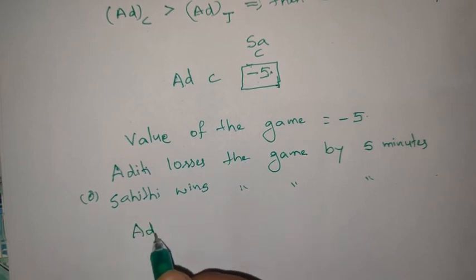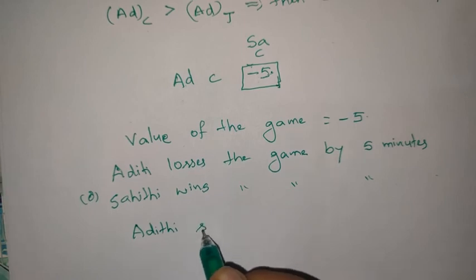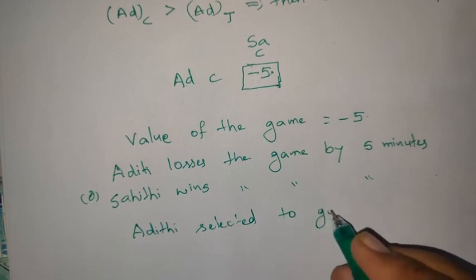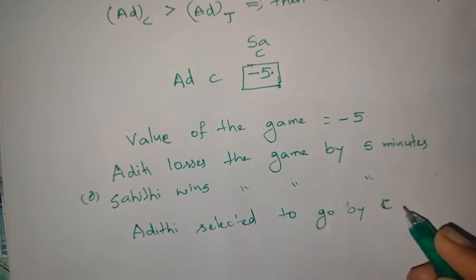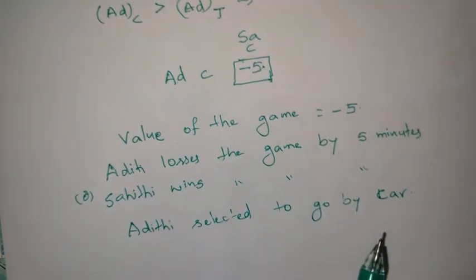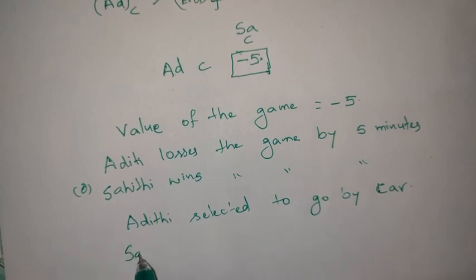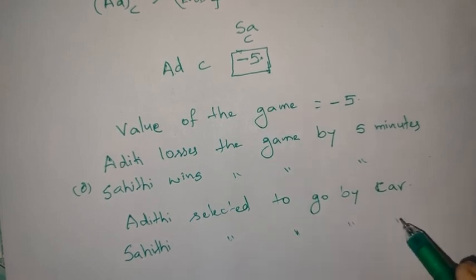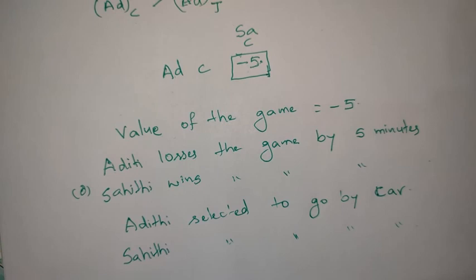Aditi selected to go by car. Similarly, which strategy did Sahiti select? To go by car. Write that: Sahiti selected to go by car only. So like that we find the value of the game and who will win the game, and the optimal strategy selected by the players can also be calculated by using the dominance principle.